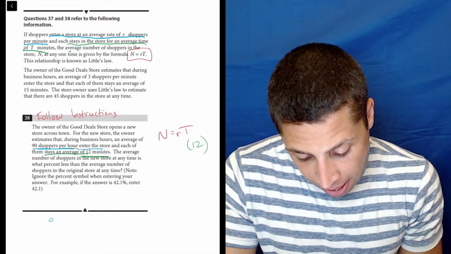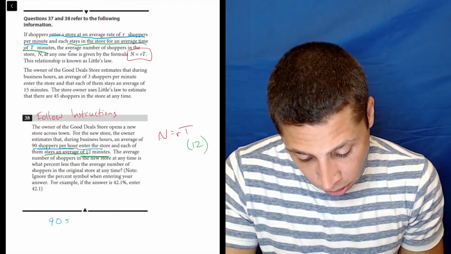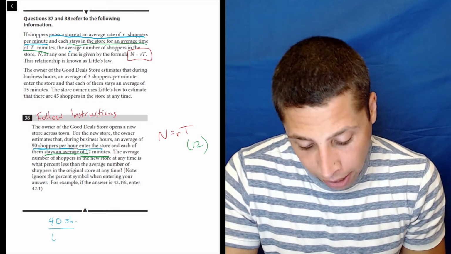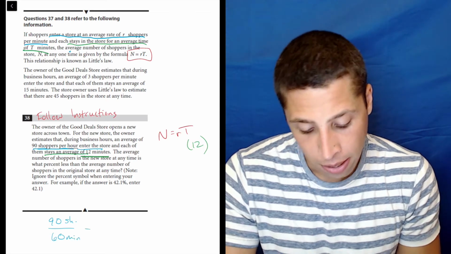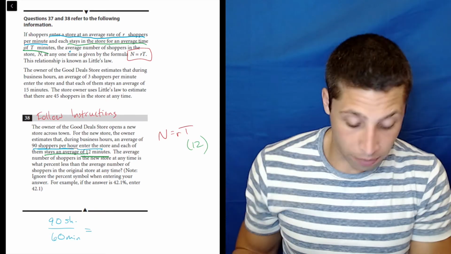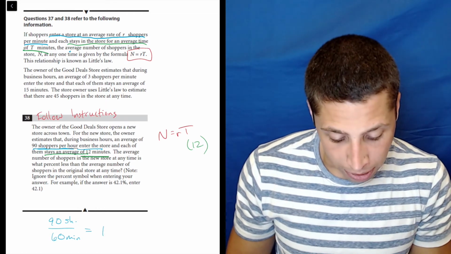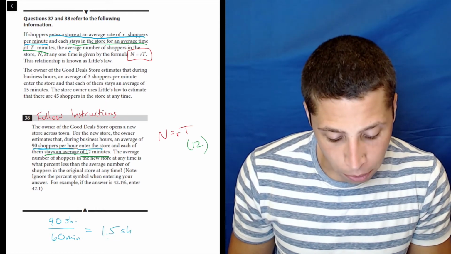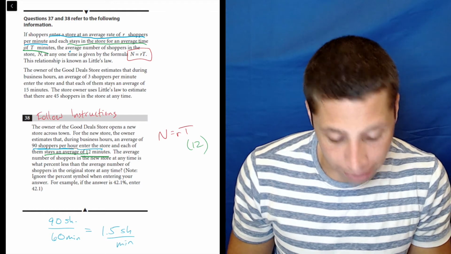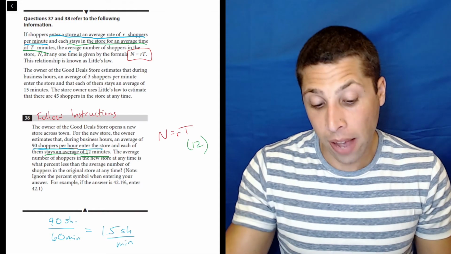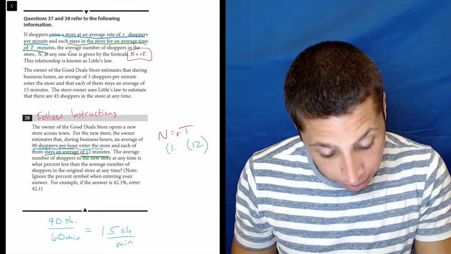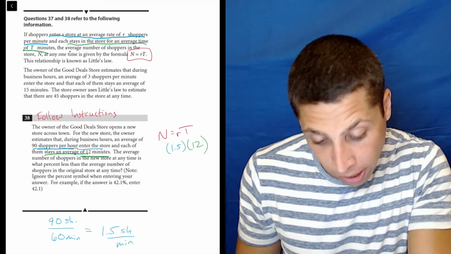So 90 shoppers per hour. Well, an hour is 60 minutes. So let's just divide, right? And we have a calculator, so 90 divided by 60. You might be able to do that in your head, but that is 1.5 shoppers per minute. And that is the value of R. So we're going to put that in. And now we can solve for N.